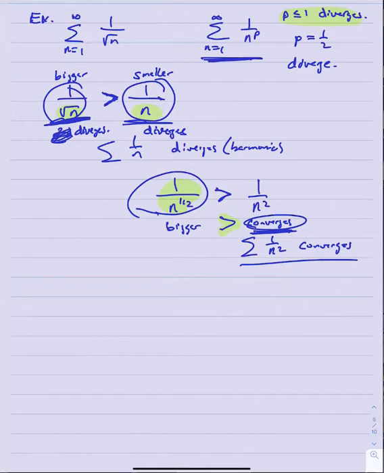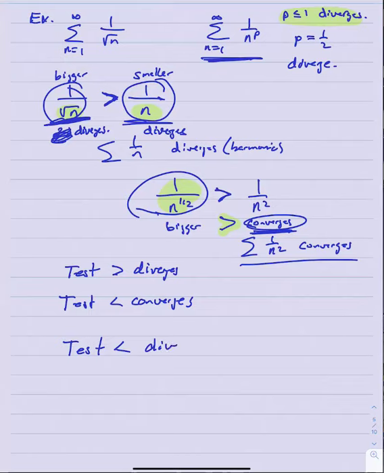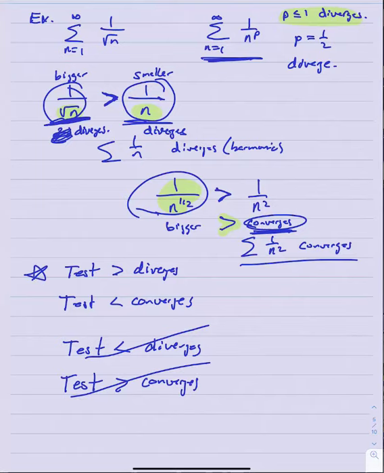All right, so this shows you one of the pitfalls of the direct comparison test. You definitely have to show that what you're trying to test is bigger than something that diverges, or that it's less than something that converges. It doesn't do you any good to show that the thing you're testing is less than something that diverges. That doesn't really tell you anything. It wouldn't do you any good to show that the thing you're trying to test is bigger than something that converges. That also doesn't tell you anything. It's got to be one of these two. So be careful with that.